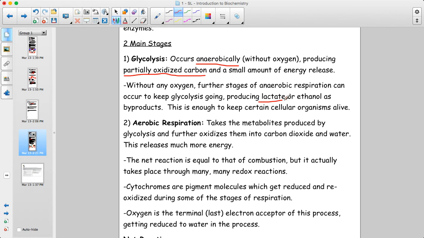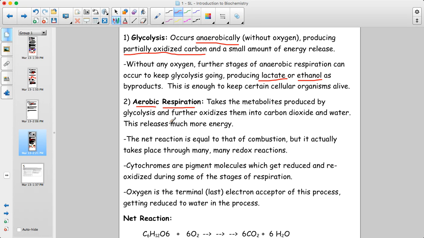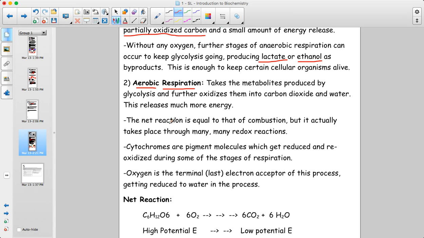Usually that produces byproducts like lactic acid, which you've probably heard of for your muscles, or ethanol in the case of yeast. It is enough to keep some animals alive for some time. But for us, if we really want to get a lot of energy from our glucose and completely oxidize it, then we need oxygen, and we do aerobic respiration. Again, we're not going to look at any of the little steps, but the key is if you can fully oxidize the glucose into carbon dioxide and water, then you're going to get the maximum amount of energy from it.